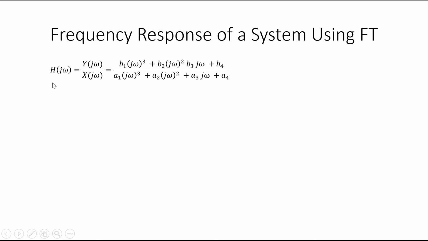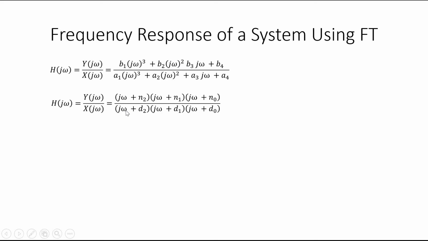Then the frequency response of the system using Fourier transform. We have H of j omega, the Fourier transform of the impulse response, from the differential equation of the system. Now we can write this in factors. We can factorize the numerator and denominator: j omega plus n2, j omega plus n1, j omega plus n0 in the numerator, and similarly j omega plus d2, j omega plus d1, j omega plus d0 in the denominator.